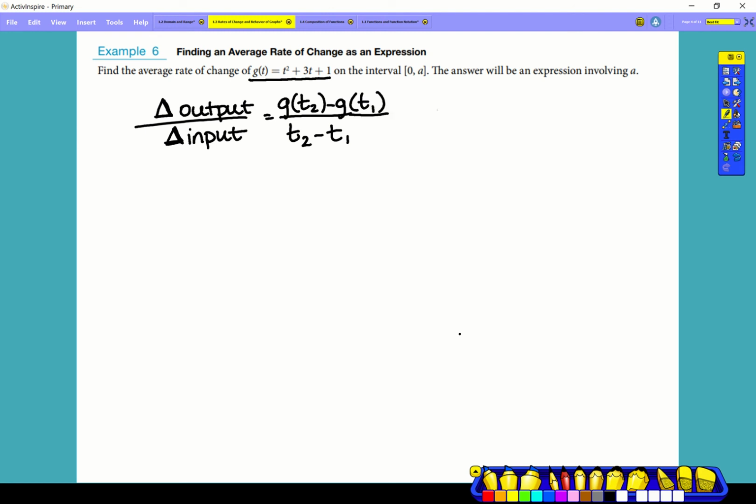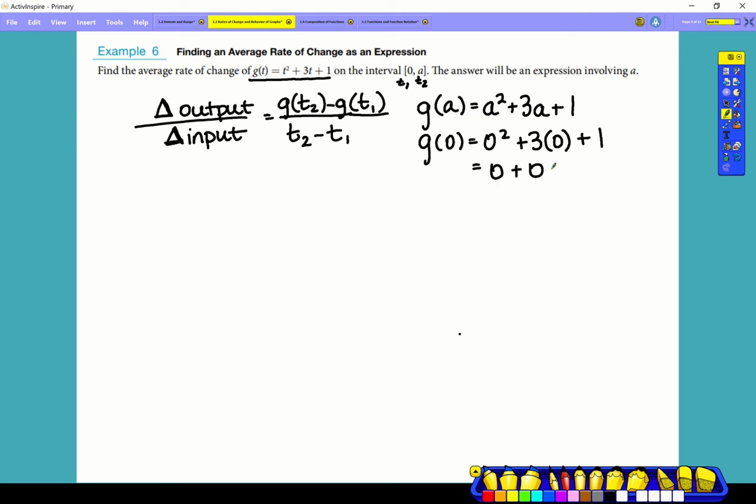So now you might say, well, what's g of t2? I know here that t2 is a and t1 is 0. So t2 is a. And everywhere where there was a t, I'm now going to put an a. And my g of 0 is 0 squared plus 3 times 0 plus 1. And that gives me 0 plus 0 plus 1, which gives me 1.